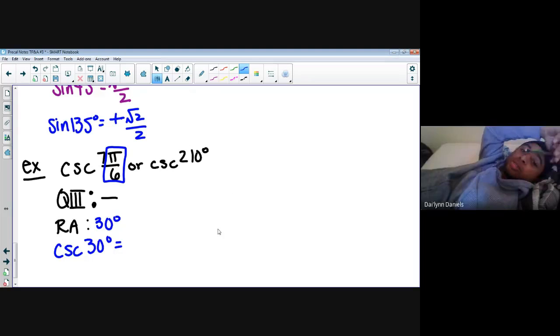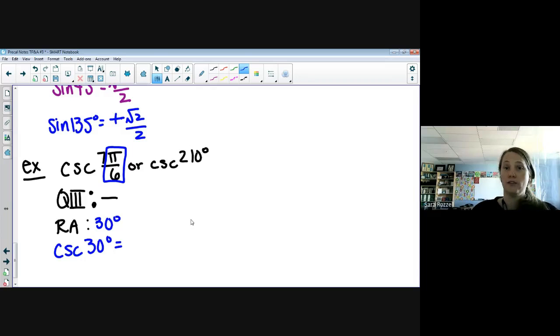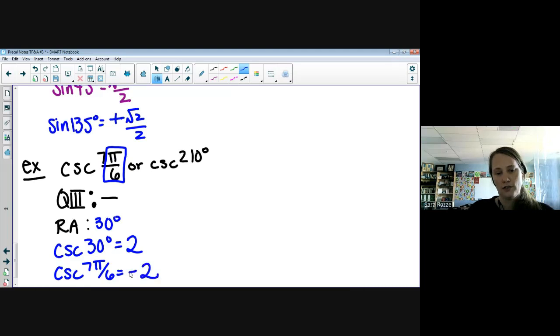I have a question. So do we turn it into a -2? Yeah, the answer is going to be -2 for the final one. So cosecant of 30 is just 2, right? We all saw that. So cosecant of 210, or 7 pi over 6, is equal to, put them both together, -2.